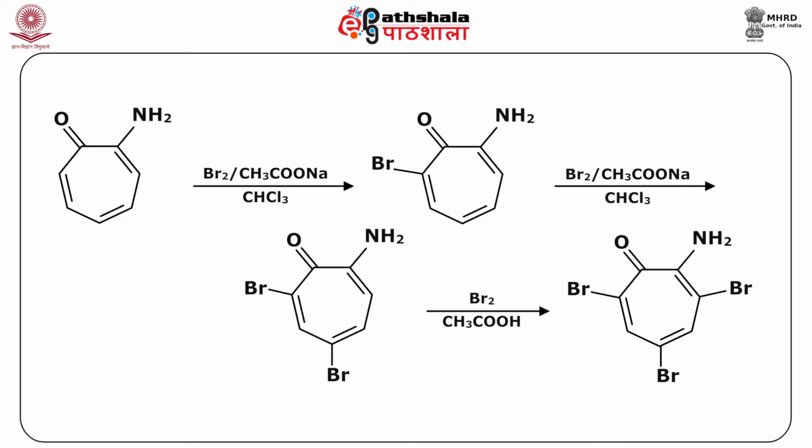So, we can see that if we start with the amino derivative of tropone and do its bromination in the presence of sodium acetate and chloroform, you get 7 bromo-substituted tropone, and further bromination gives you the 5,7 dibromo derivative, which on further bromination gives you the 3,5,7 trihalogen derivatives.